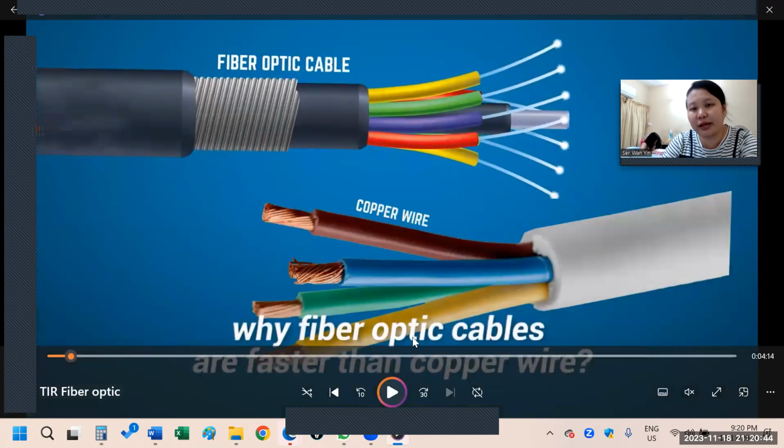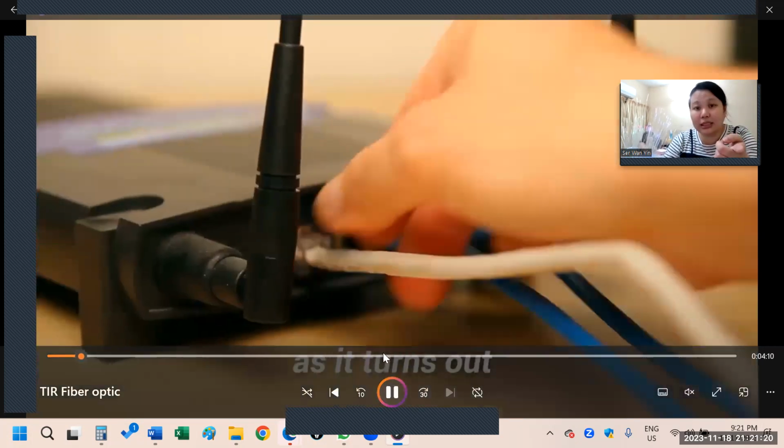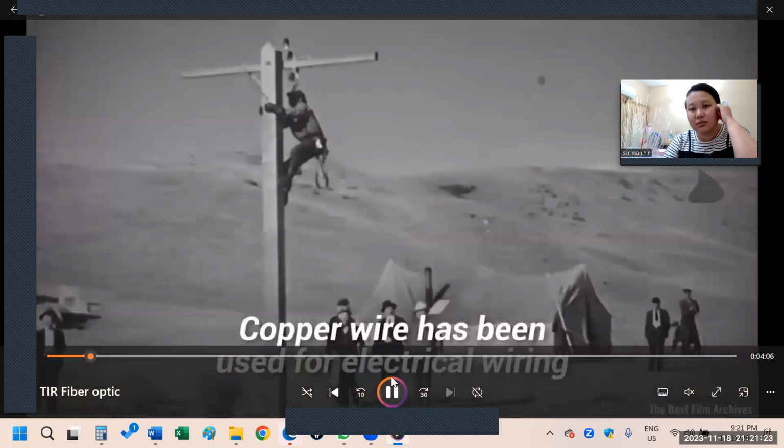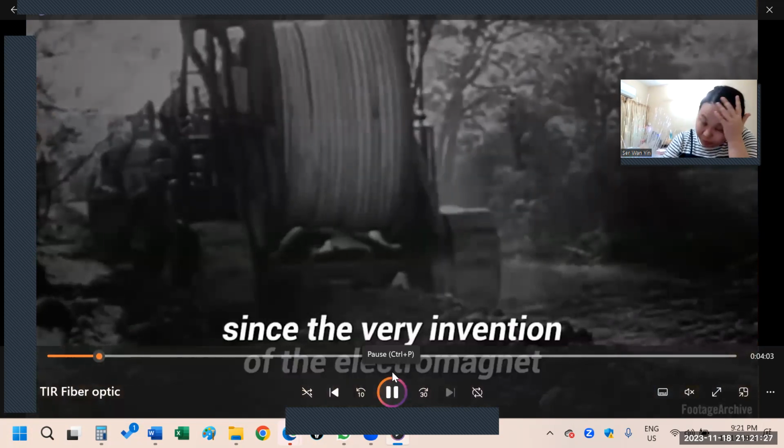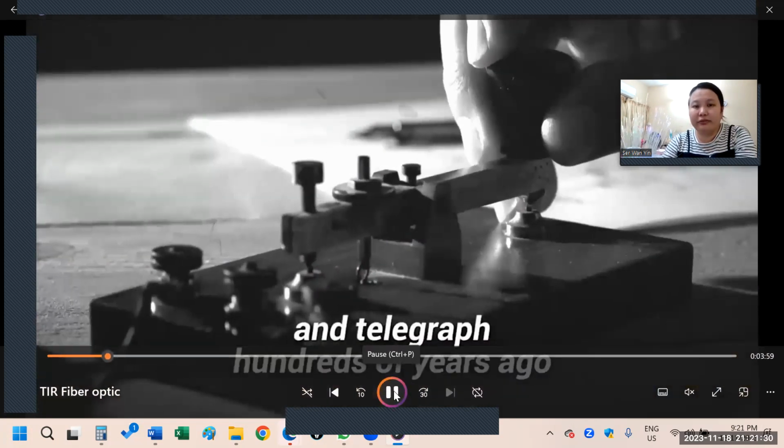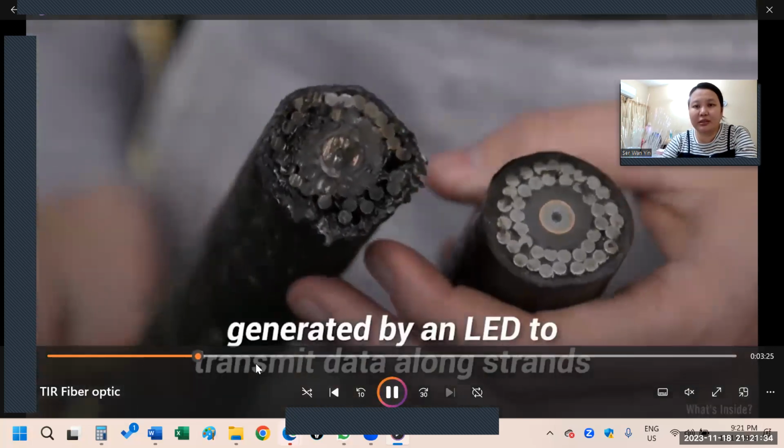For example, fiber optic. Actually, our Wi-Fi cable is not copper wire, but it's using fiber optic cable. It's transparent, but of course, tinier and thinner than this. Now see, this is our optical fiber. Last time we used copper wire, but we found out optical fiber is easier and faster.